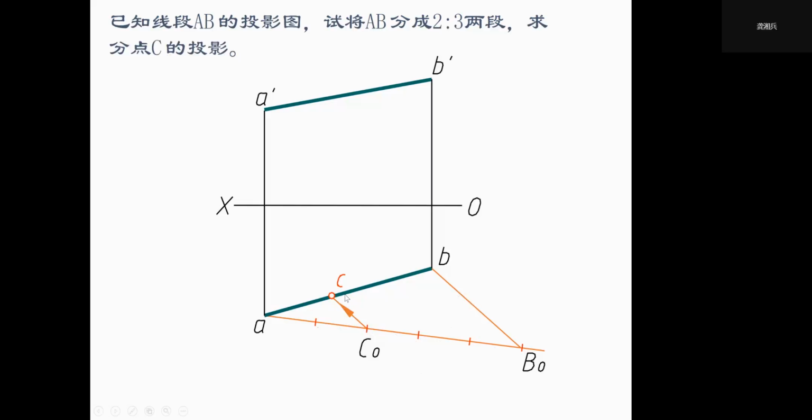So you make AC' divided by C'B' equal to AC divided by CB. So this is 2 parts, this is 3 parts, you get the C. So how can we get the C'? You just extend here 90 degrees, you can get C'.